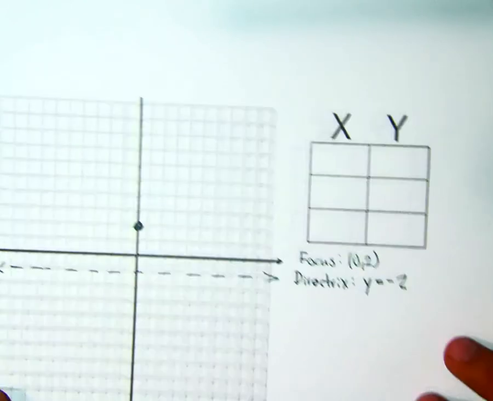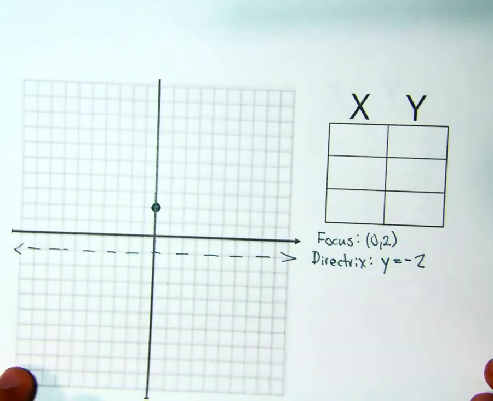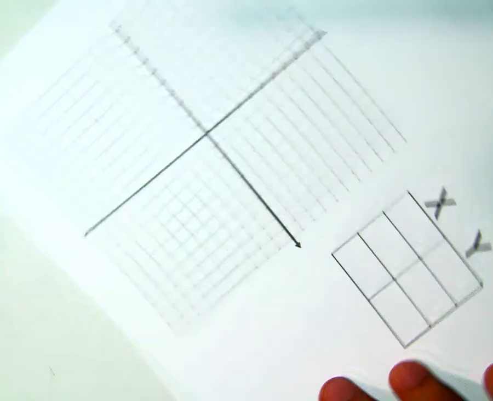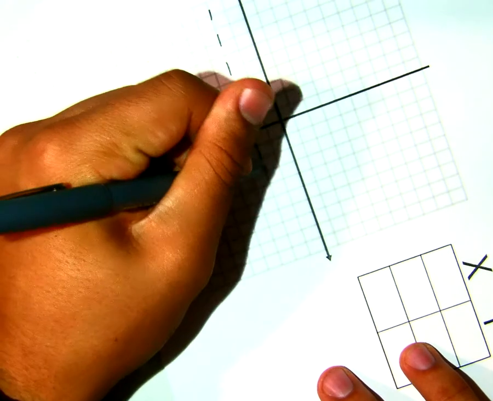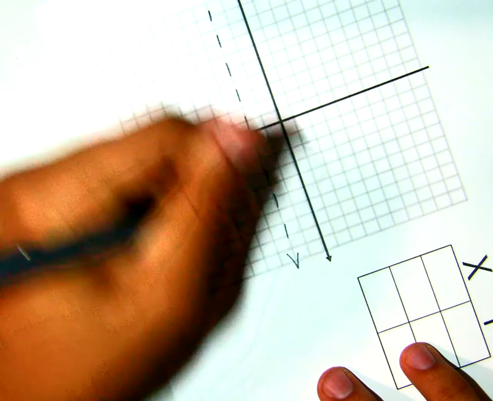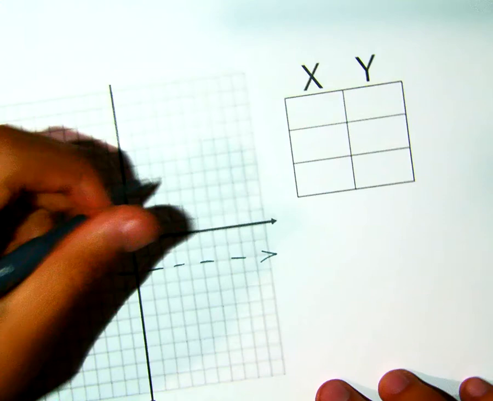And you guys messed me up. See? It's your fault. Made me write it at 1. It's supposed to be at negative 2. So we draw our line, y equals negative 2.